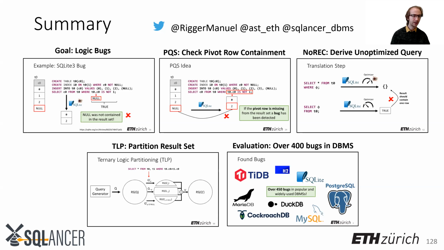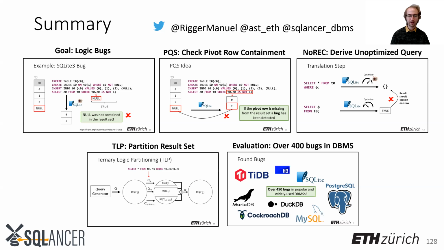I have presented that the goal in this line of work has been to detect logic bugs in DBMSs. We came up with PQS, where the idea was to validate that the DBMS works correctly on a single randomly selected row called the pivot row. The second approach was a metamorphic one, namely NoREC, where the idea was to derive an unoptimized query from a given optimized query and then compare the results, which allows exposing optimization bugs.